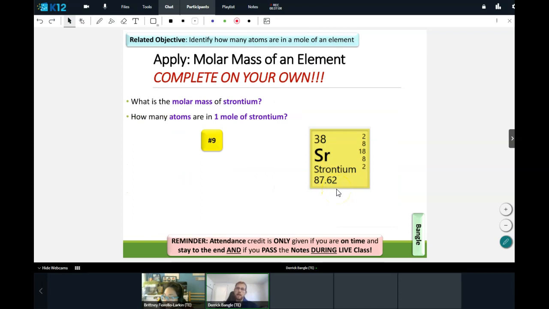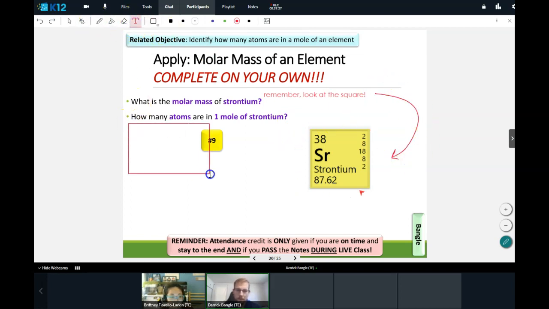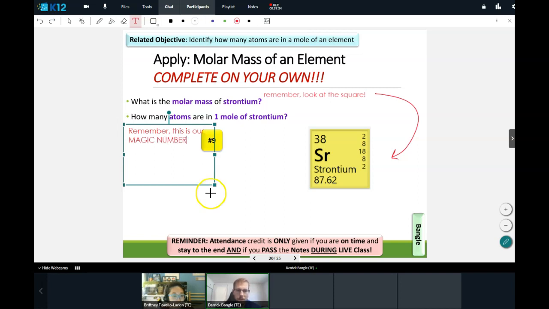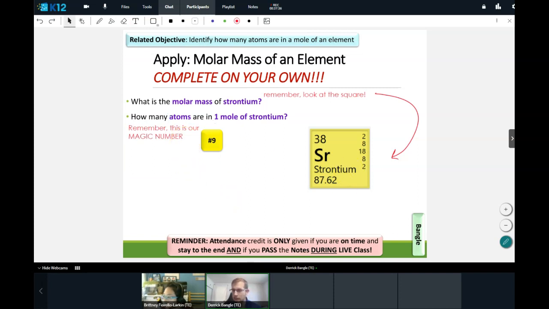All right, so this one's going to be a complete on your own, everyone. Using your own resources, we're not pointing to anything, but try to locate the molar mass of strontium, which is going to be in this square. So don't be confused. It's still in this square, but you need to decide what number the molar mass is for strontium. And then how many atoms are in 1 mole of strontium? So remember that magic number that we keep talking about. All right, Avogadro's number. Awesome.